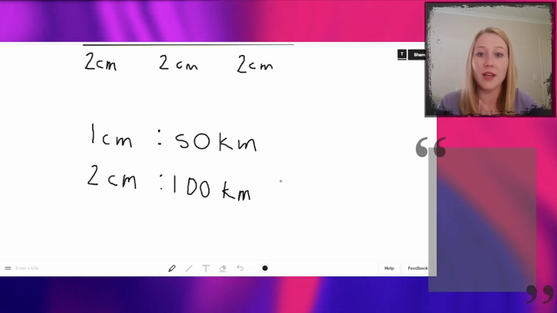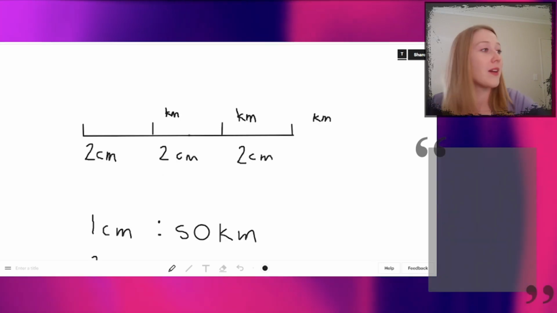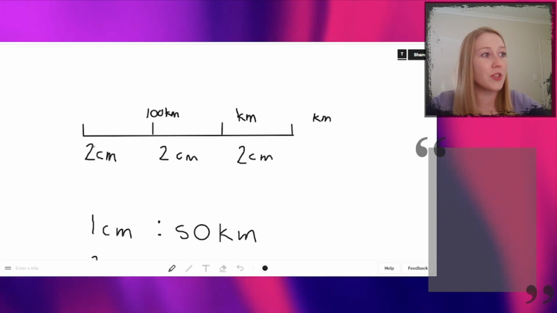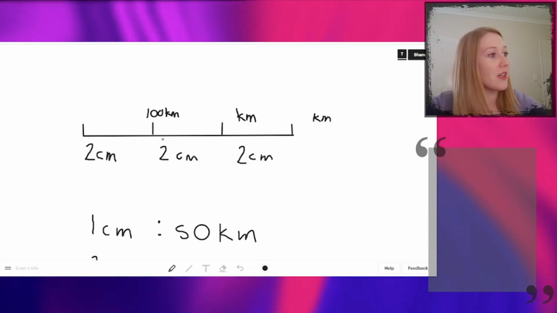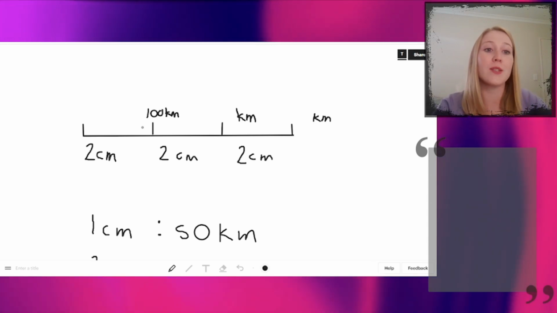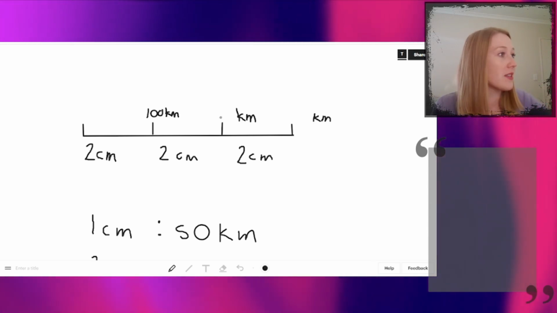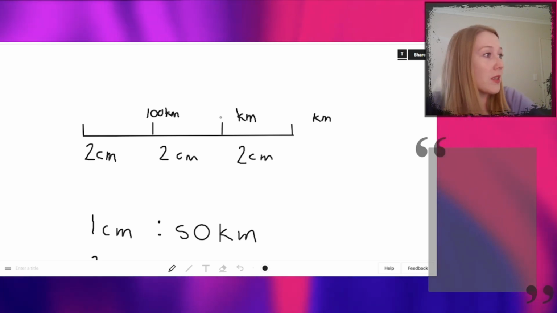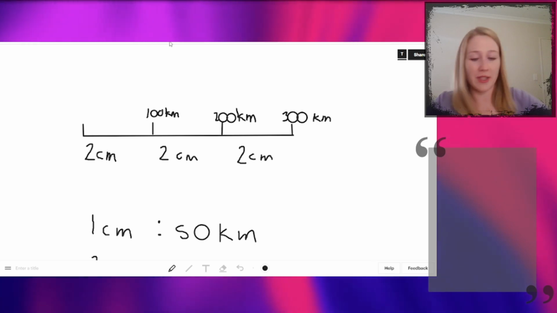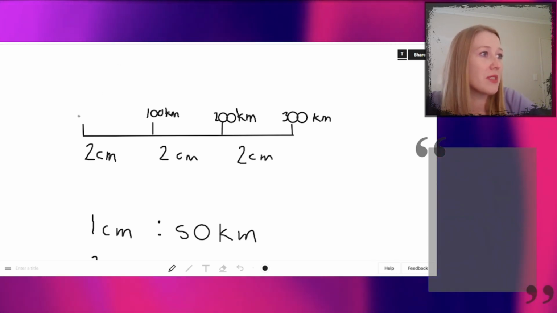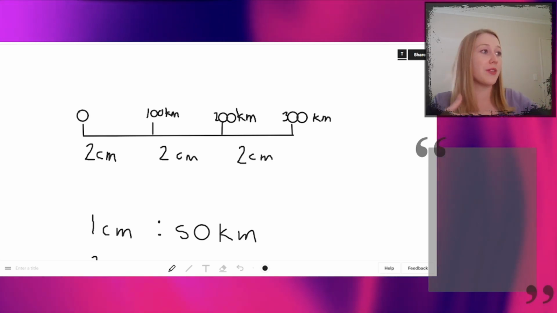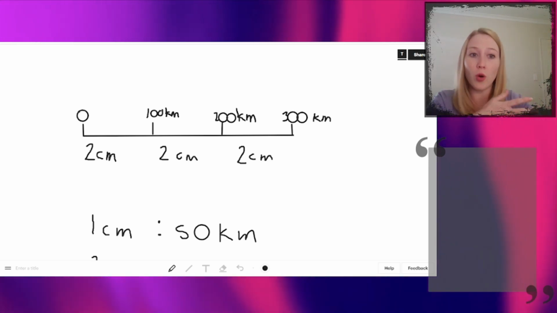So on both sides, I just multiplied by 2. And that means that up here, that is now 100. So a 2 centimeter interval represents 100 kilometers, just like 1 centimeter represents 50 kilometers. And this would be 200. Great. Oh, right, and the starting point here, this is 0.